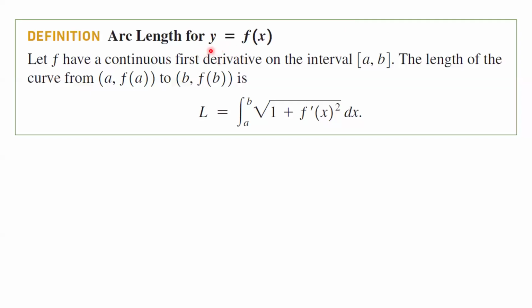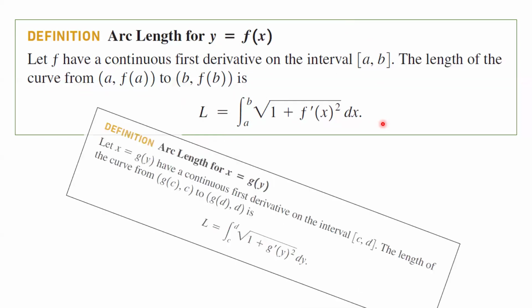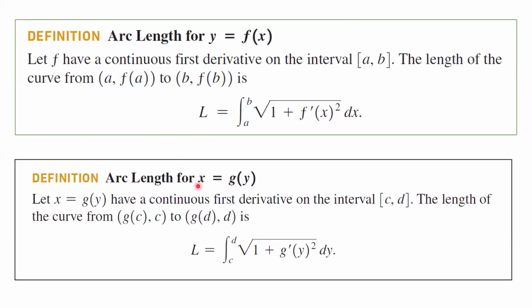So far we learned that if y is equal to f of x, and f has a continuous first derivative on the closed interval a to b, then the length of the curve from (a, f of a) to (b, f of b) is the definite integral from a to b of the square root of 1 plus f prime of x to the second power dx. But sometimes calculating this is a little bit difficult, so we prefer to write x in terms of y.